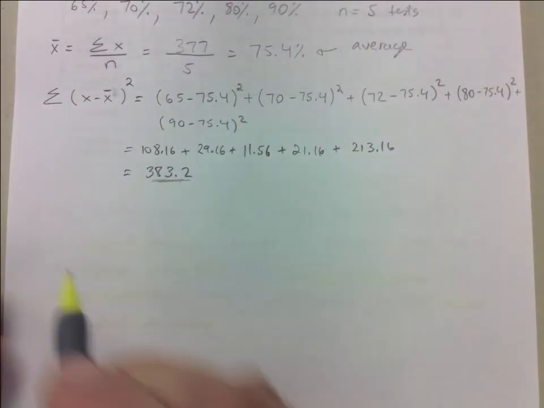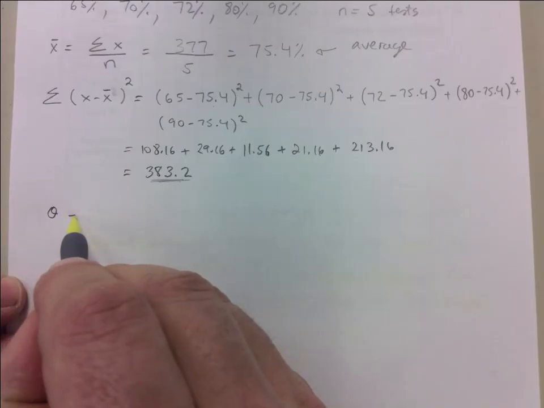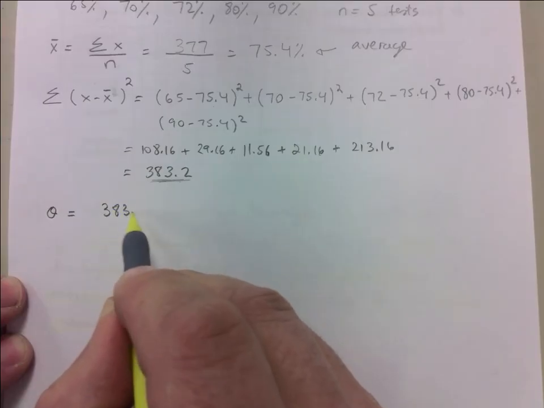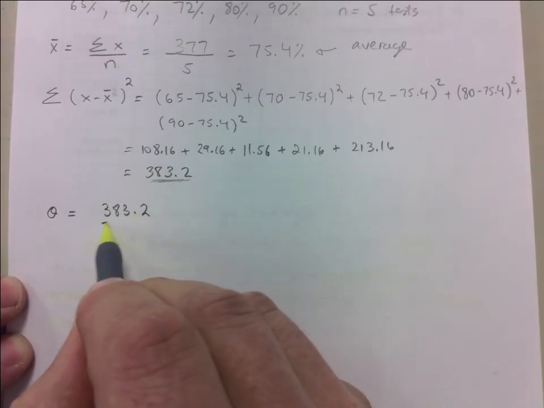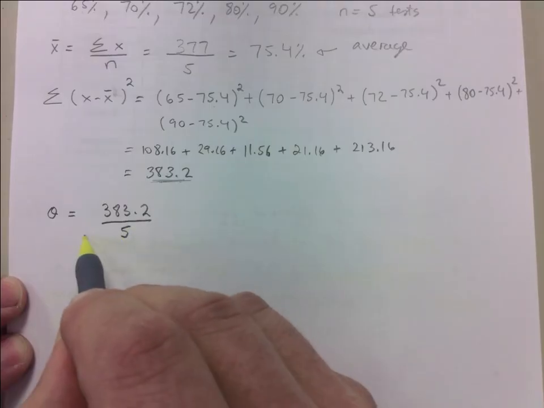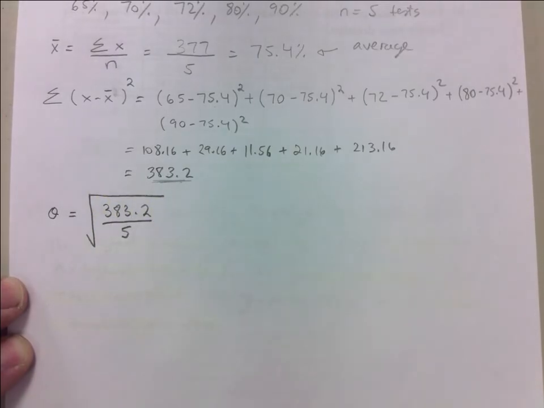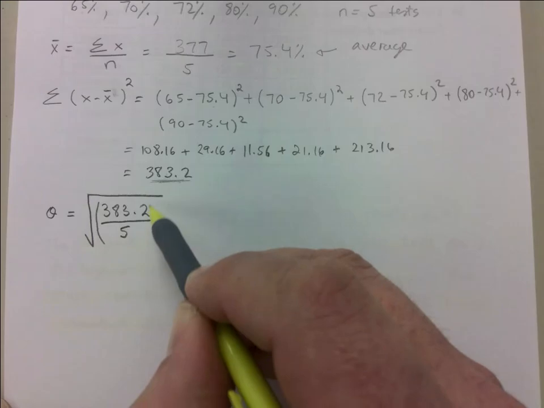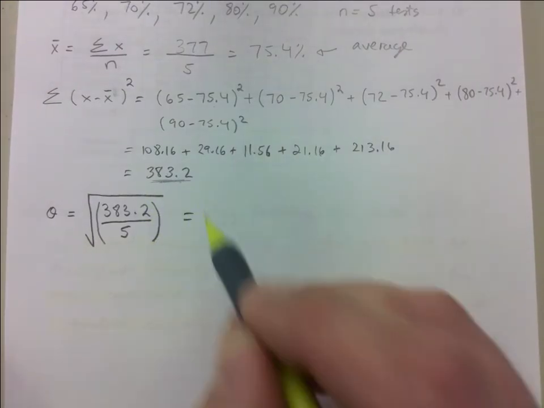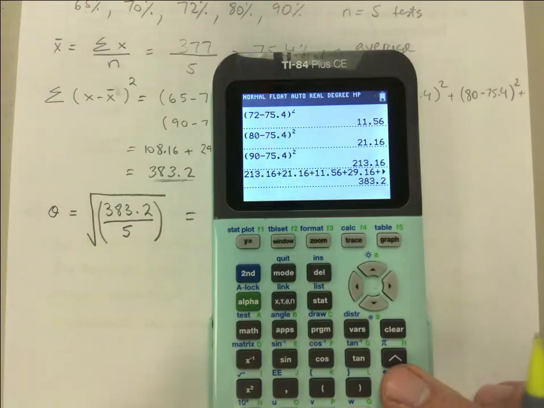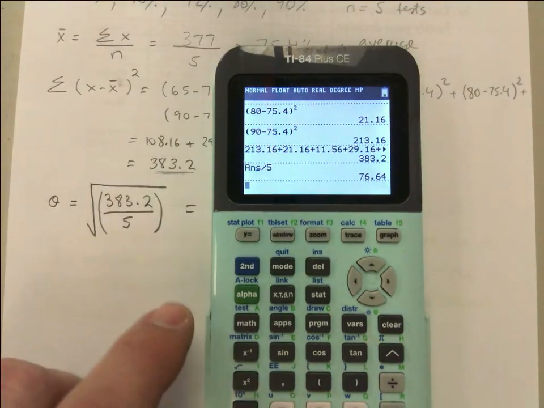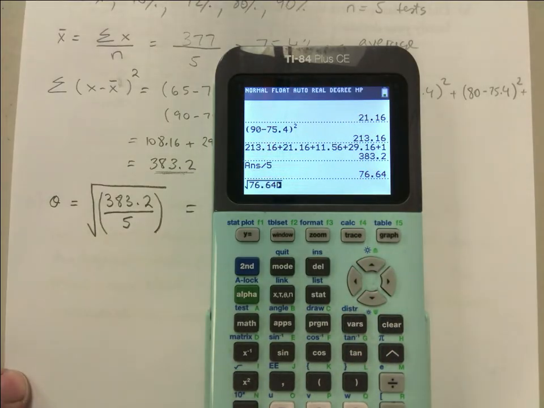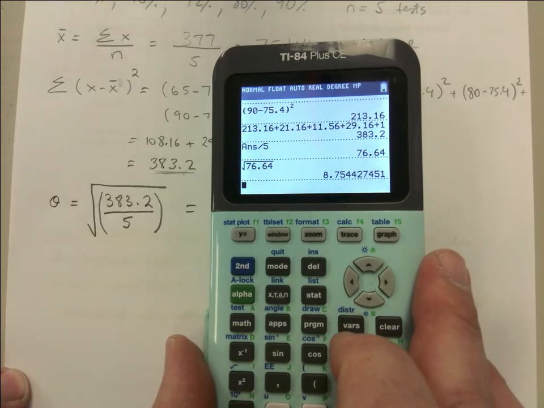Okay. So now you're going to be able to actually figure out the standard deviation. You go 383.2 divided by 5 in this case, and then we square root it. You got to divide before you square root, so I will put brackets around this. So I divide it by 5, then I'm going to square root it, and it's 8.75%.